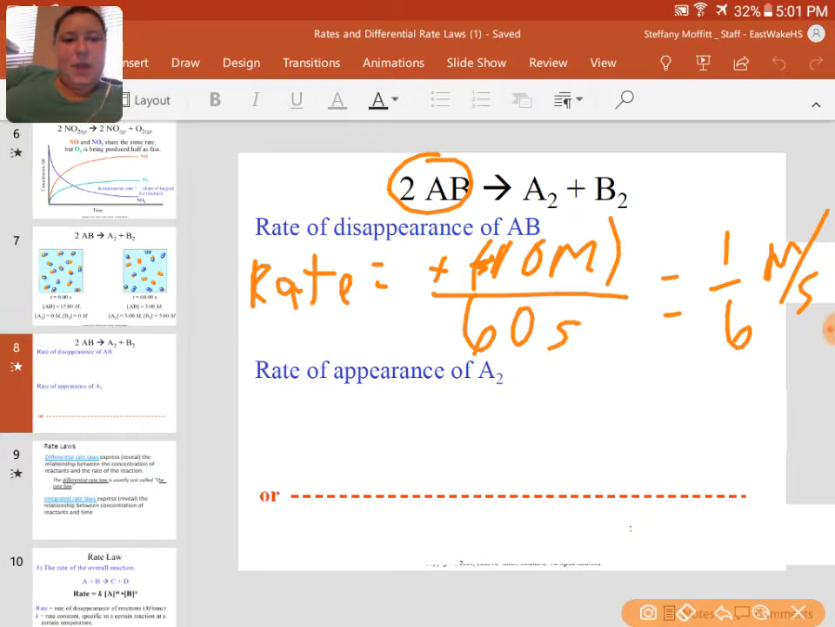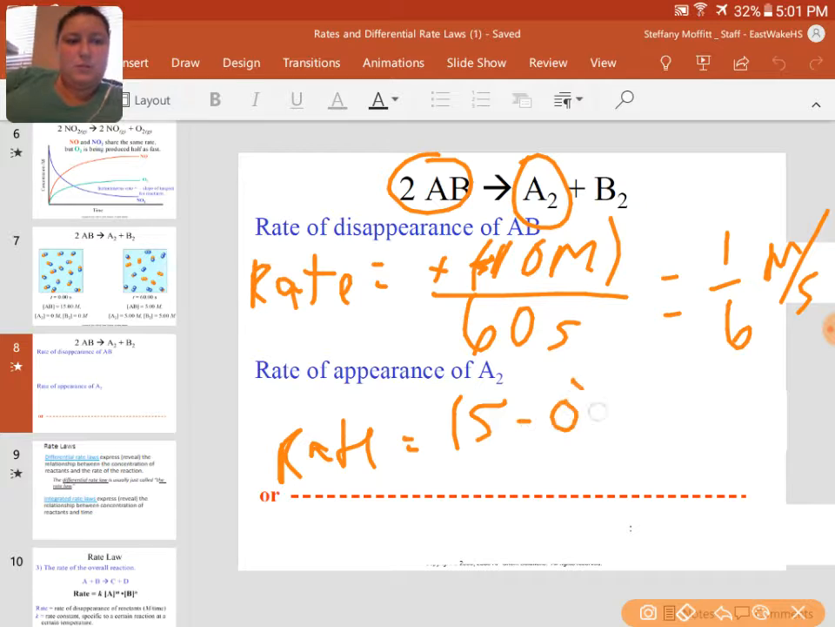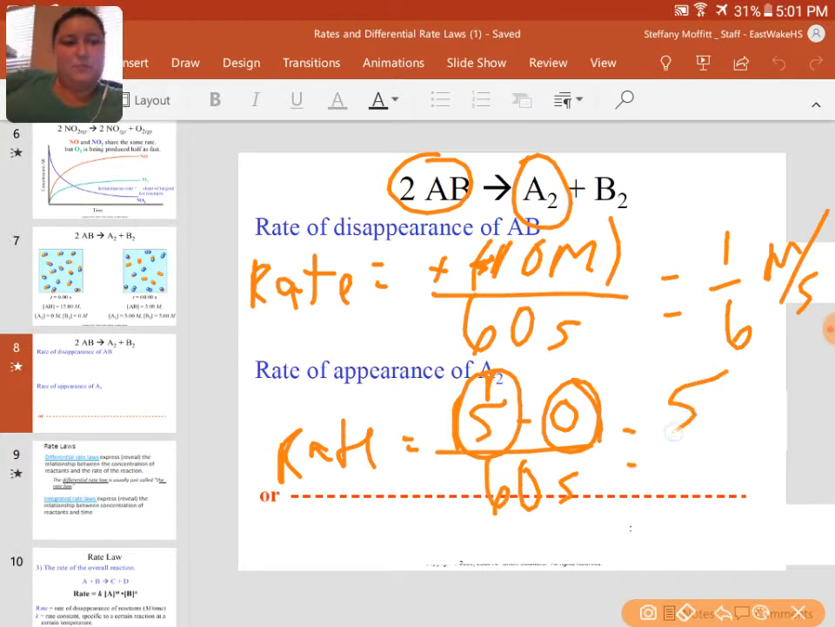The rate of appearance of A2, so the rate equals, and since we're doing a product, we don't have to do the negative sign, so it's just going to be the change in the concentration of A2, which is 5 minus 0, over 60 seconds again. And this 5 is our product concentration, and this 0 is our reactant concentration for that. Do the math there, 5 over 60, 1 over 30. Same thing.